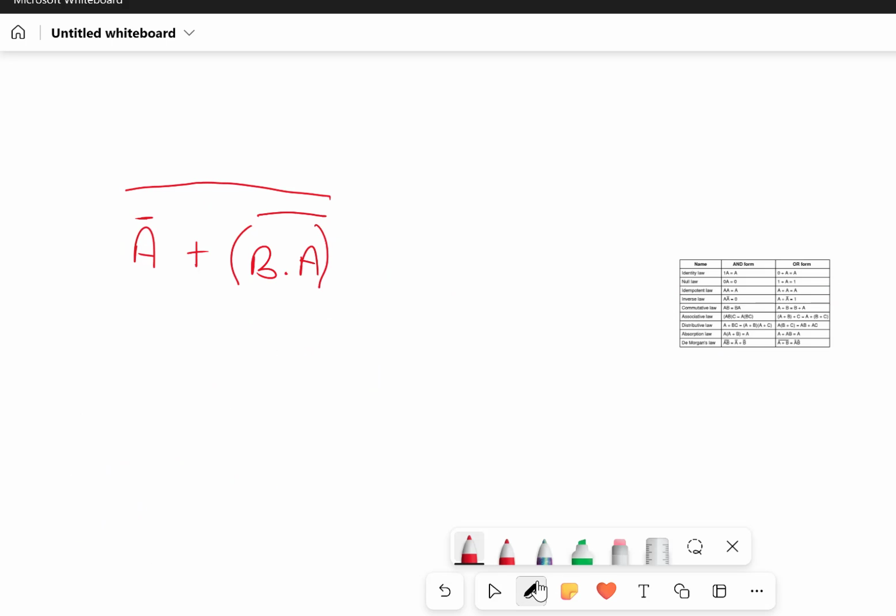Okie dokie, pause the video, give this a go yourself first. You should get excited when you see this because you should straight away see some patterns. Let's have a look at this to start off with. We know we're using De Morgan's law. So I'm going to do that, and I'm then going to do OR. Let's leave this line above as well.